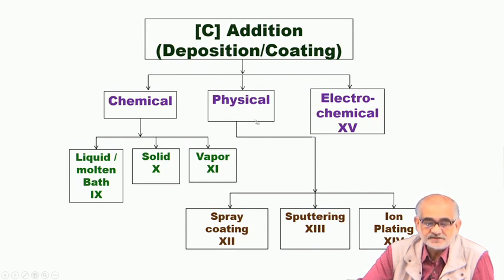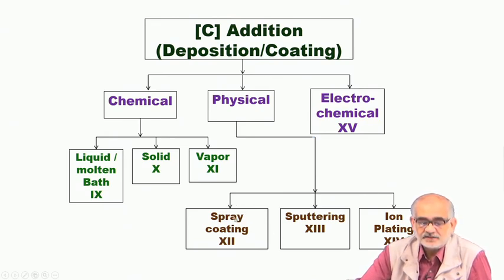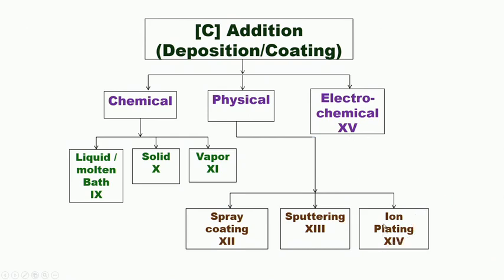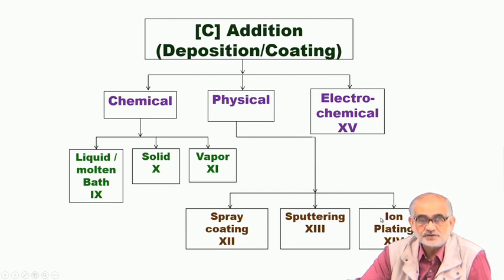Similarly, when we talk of physical deposition, we are not changing the composition at the surface; whatever comes in from the vapor or from the liquid gets deposited onto the surface. So, without any change between the precursor and the deposit, this can be done through spray coating, through sputtering, through ion plating. And it is one modification of the so called plating processes, where we are plating not from a liquid state or aqueous solution, but from the vapor state.